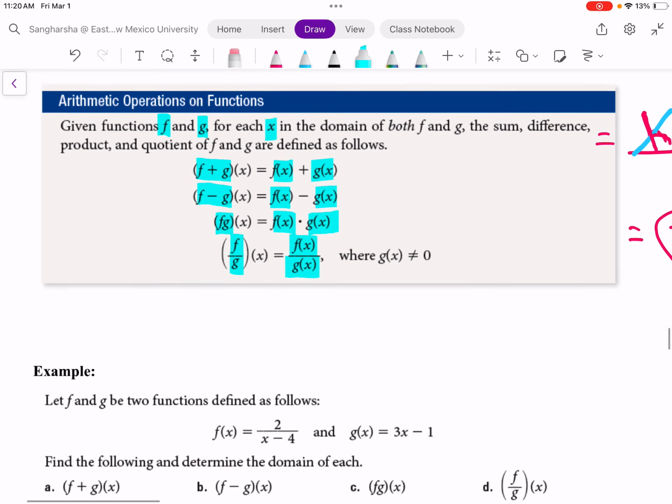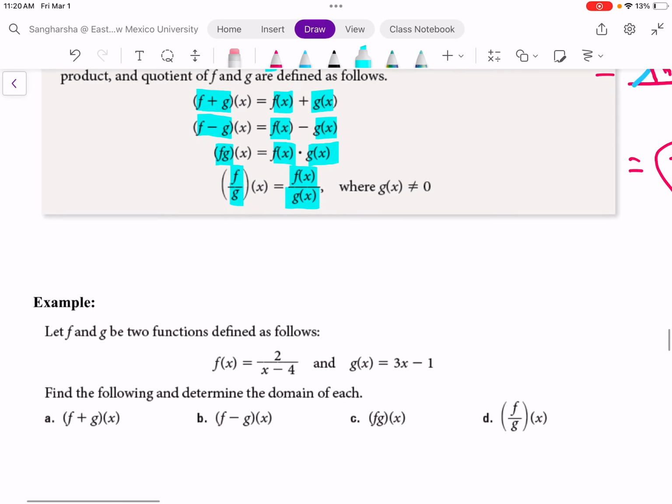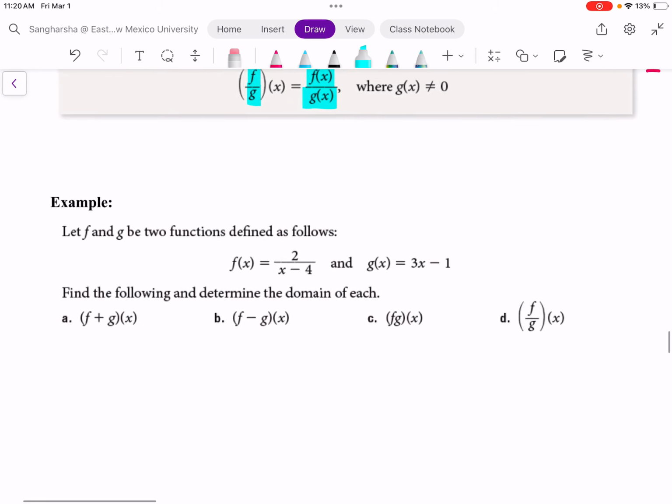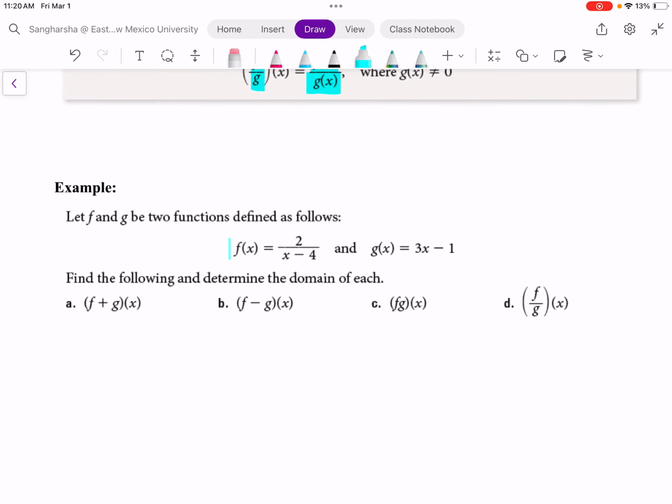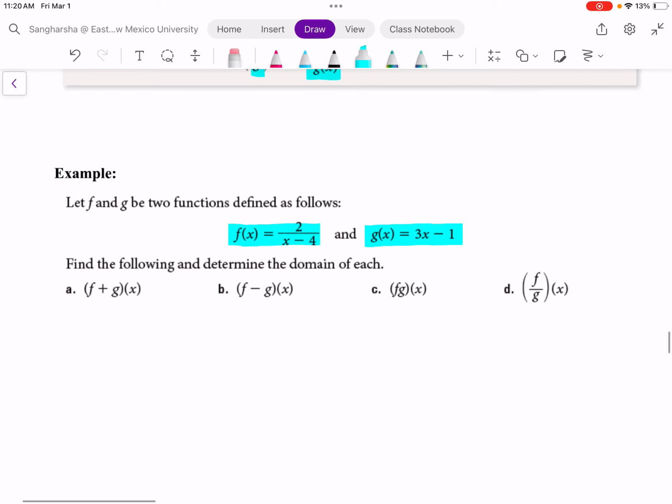Now let's do an example, it will be more clear here. Okay, so here we have our f function is 2 over x minus 4, our g function is 3x minus 1, and we are asked to find f plus g function. So in between f and g we have a plus, so we are adding these two functions.